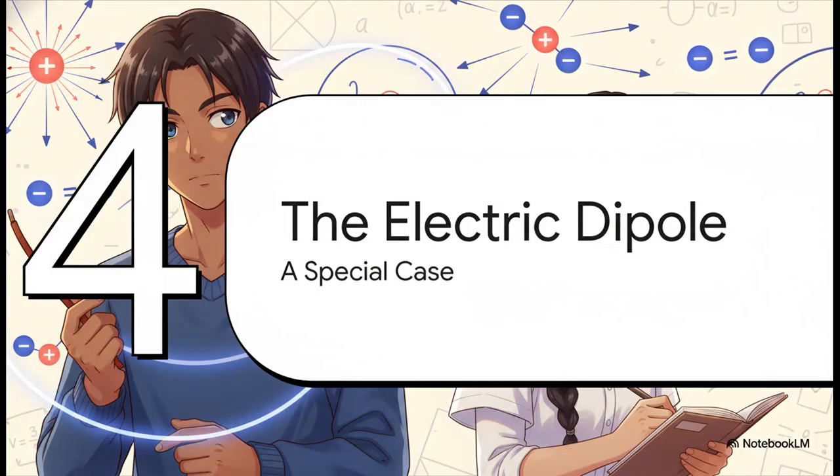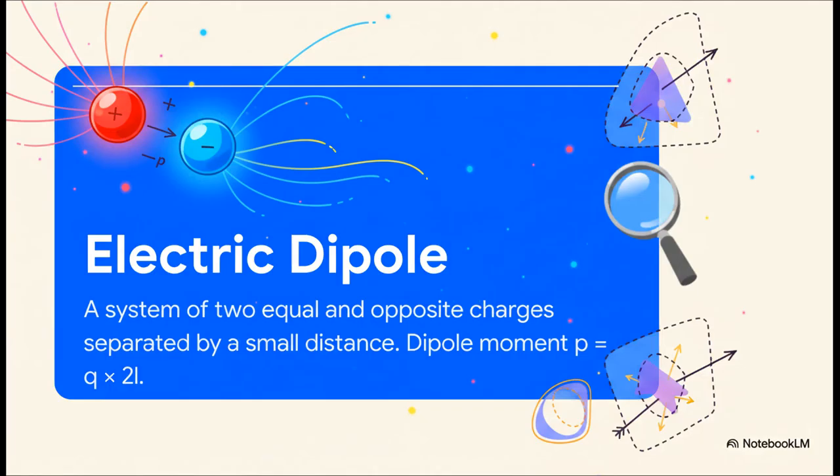Okay, so we've got a handle on single charges. Now let's look at something super common and really important, something you are almost guaranteed to see on your NIOS exam, the electric dipole. So what is a dipole? It's really simple. It's just a team-up of two charges, one positive, one negative, with the exact same strength, separated by a tiny little distance. A perfect example is a water molecule, and we measure how strong this dipole is with something called the dipole moment, P. All that is the size of the charge times the distance between them.